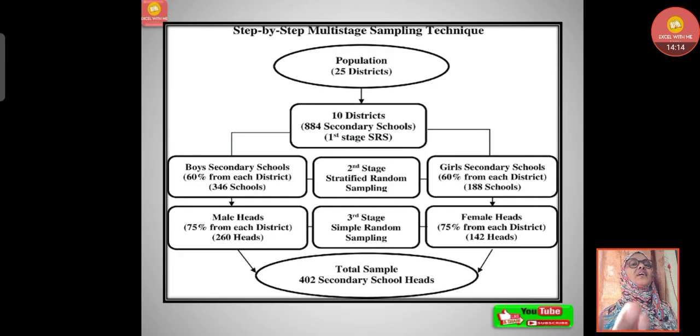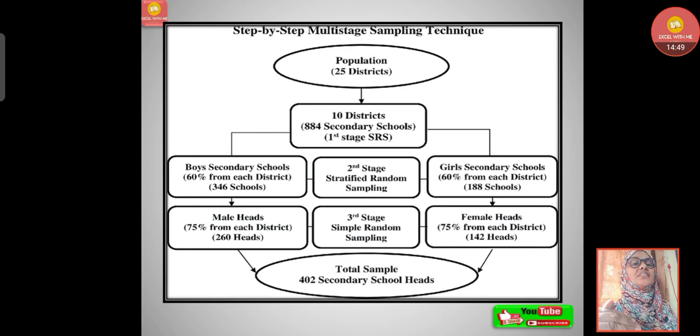Again, one more example here, step by step of this multi-stage sampling. Let's see here, population, suppose 25 districts we have taken as the whole population. Then from among them we take 10 districts, that is 884 secondary schools, that will become the first stage. Then we will divide this into boys and girls. What is the second stage? Dividing them into boys and girls. 60% from each district and 60% from each district, boys and girls.